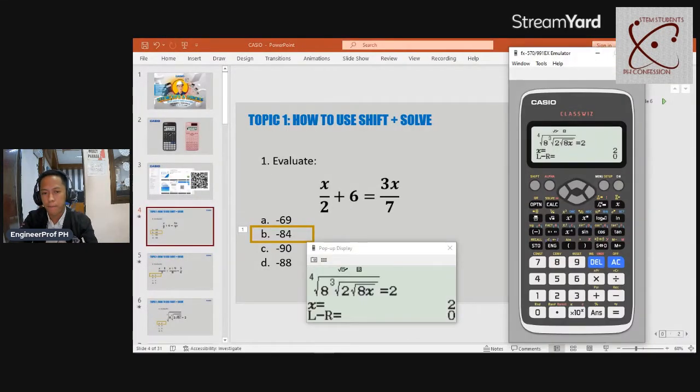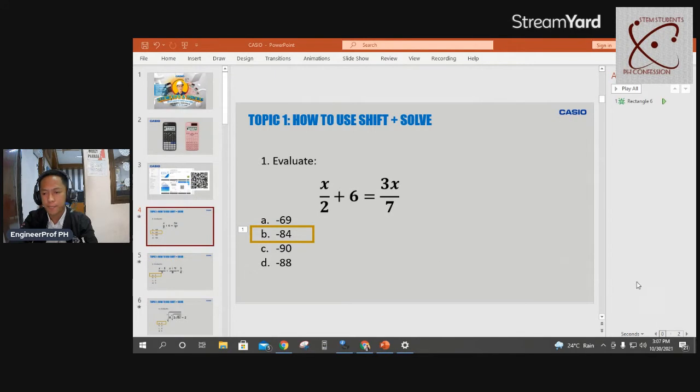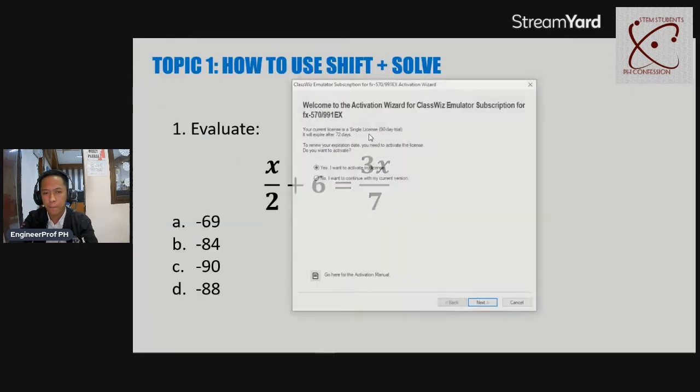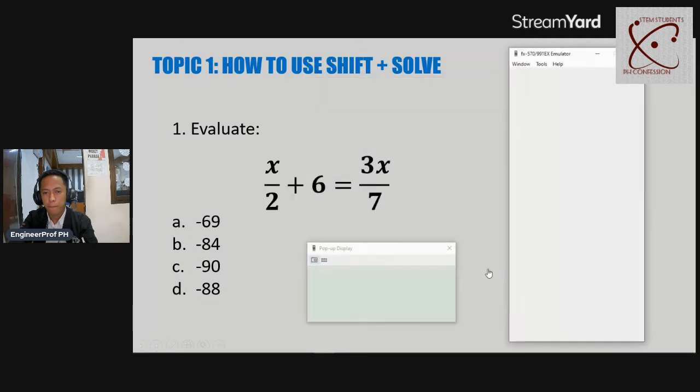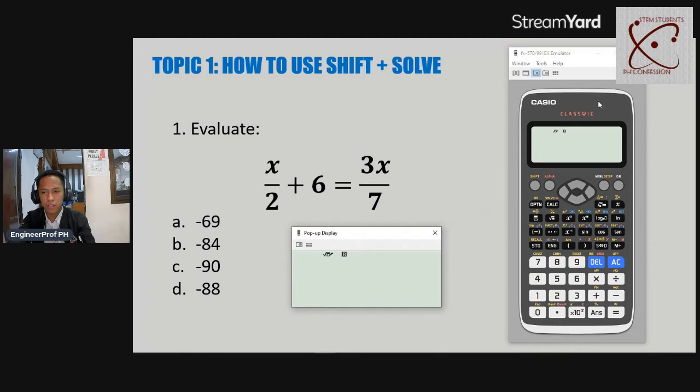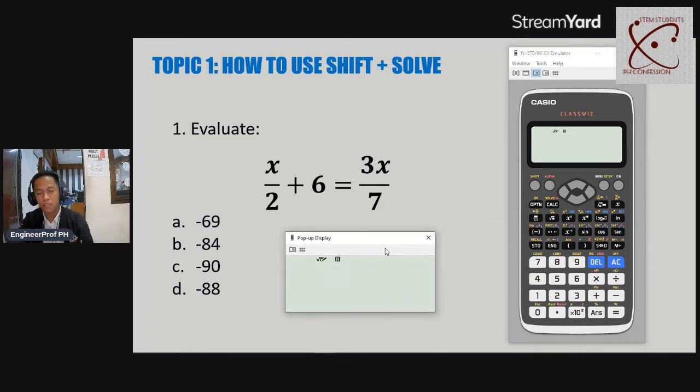Let's close this first. So this is our calculator, the Casio 991EX emulator. You can just download this from the Casio website. In this problem, we have x over 2 plus 6 is equal to 3x all over 7. Basically, we just input the direct equation.